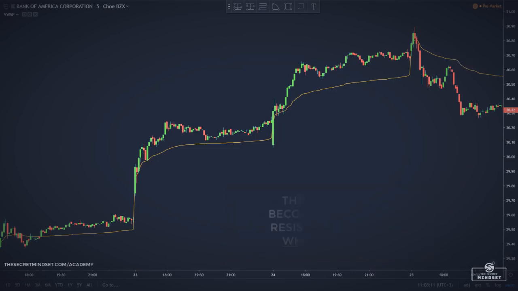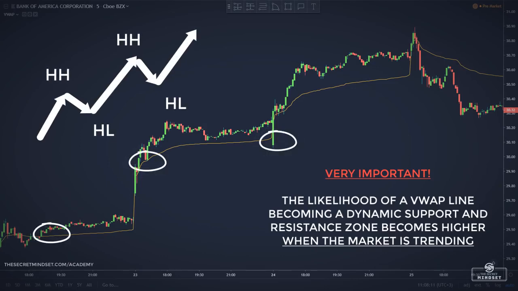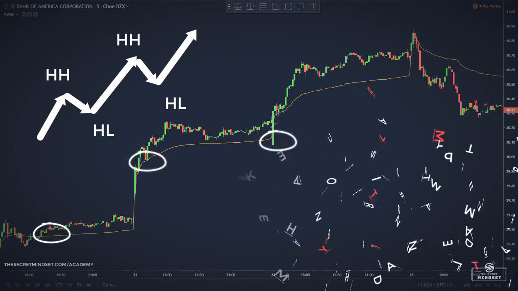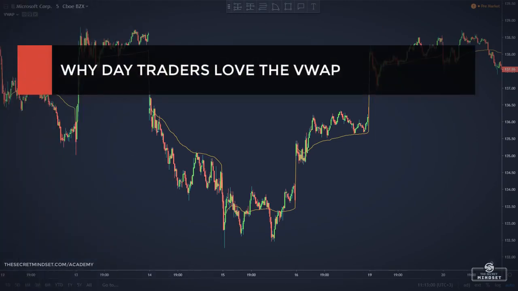Also, the likelihood of a VWAP line becoming a dynamic support and resistance zone becomes higher when the market is trending. So for uptrends, for example, look for higher highs and higher lows and pay attention to the price action around the VWAP line. Here are a few reasons why so many top day traders love the VWAP.